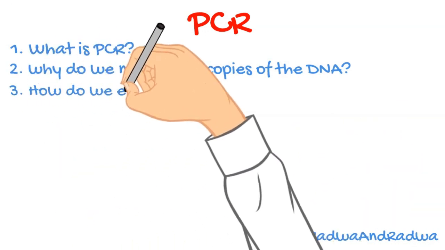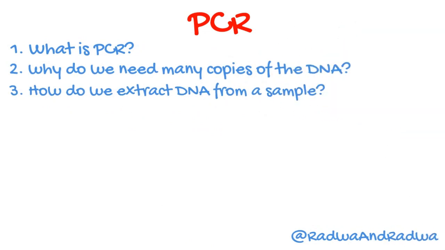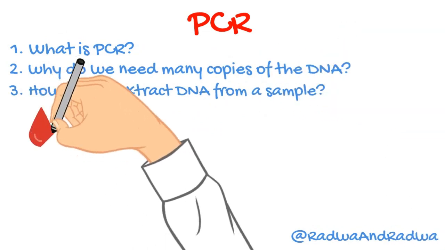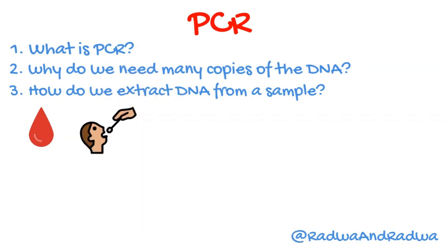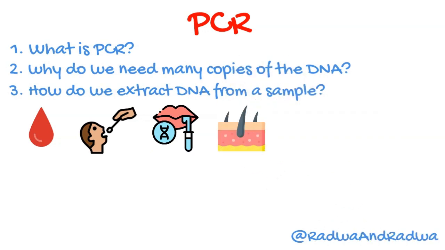Okay, so can we get a little bit more technical? How do we extract DNA from the sample? So let's think about the different types of samples we may obtain. We could have a blood sample, we can have a swab that has some respiratory secretions, we can have a saliva sample, a sample from skin or hair or stool. All of these represent samples that contain cells from which we can try to extract the DNA.